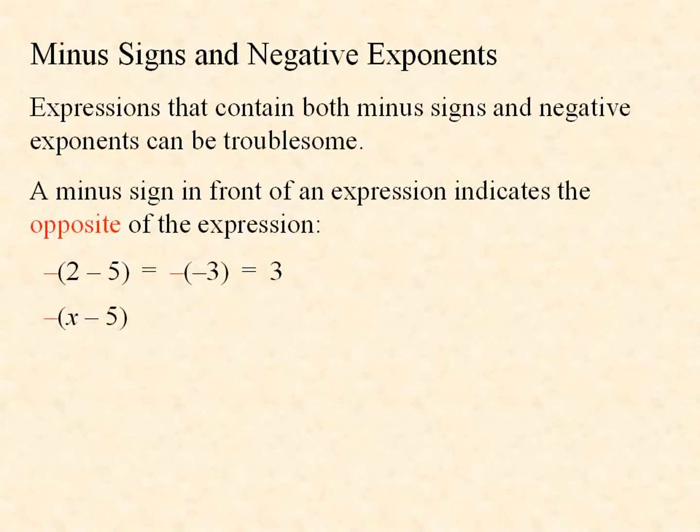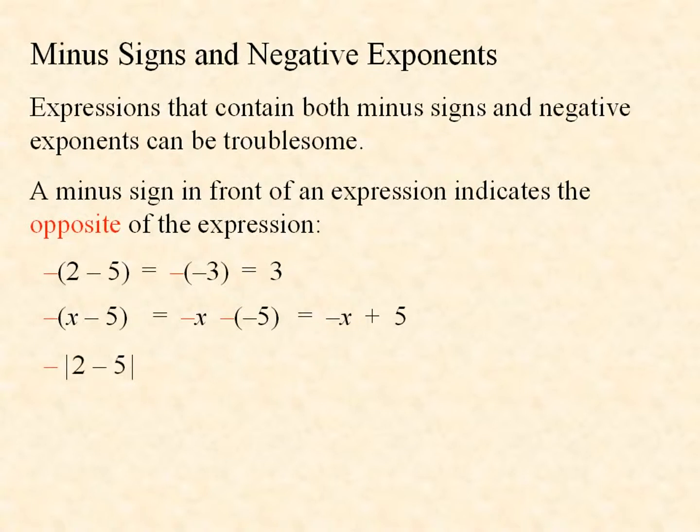Minus parentheses x minus 5 is the opposite of x minus 5, and that's the opposite of x minus negative 5. In other words, the opposite of x plus the opposite of negative 5 there. So it's equal to the opposite of x plus 5. It's like the minus sign distributes over the parentheses. It changes each of the terms inside the parentheses to its opposite.